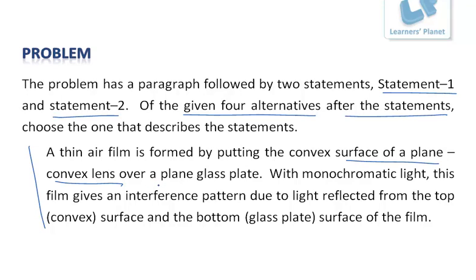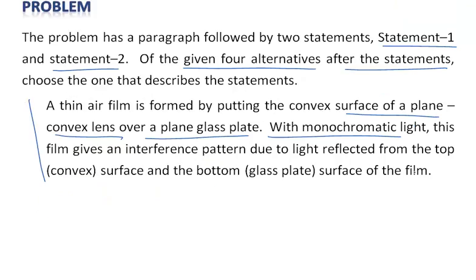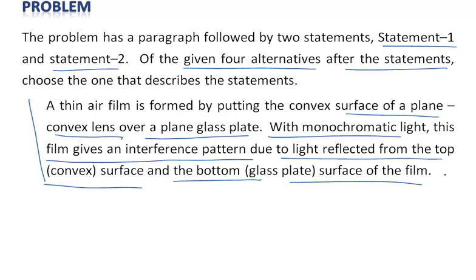lens over a plain glass plate. With monochromatic light, this film gives an interference pattern due to light reflected from the top, that is convex surface, and the bottom glass plate.